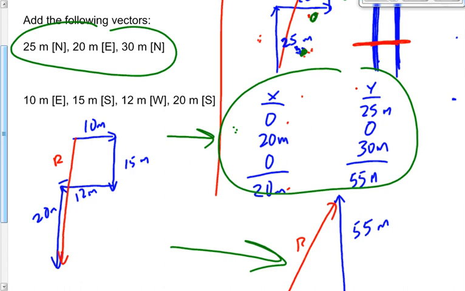I'm going to have you work on this one right now. 10 plus 15 to the south, 12 to the west, 20 to the south, and then we'll wrap it up after you're done that question, okay?